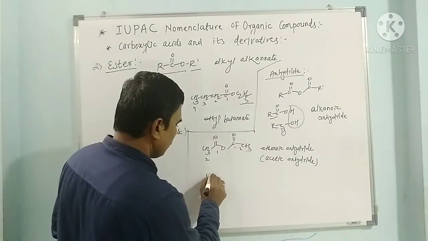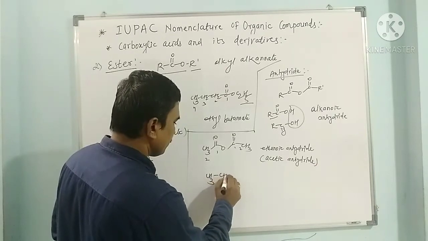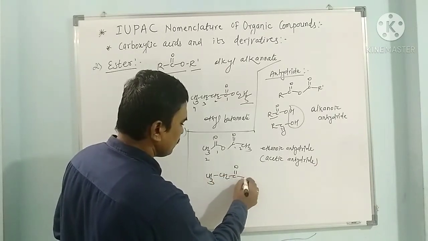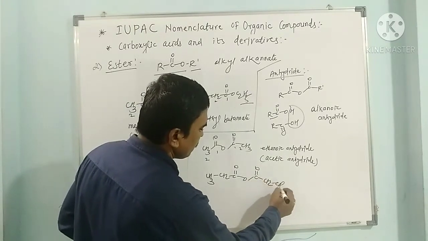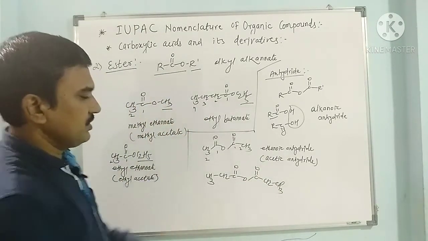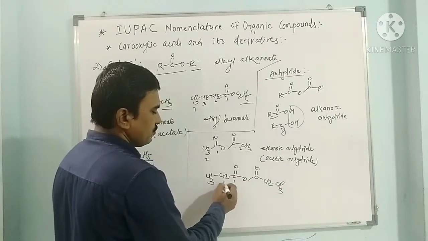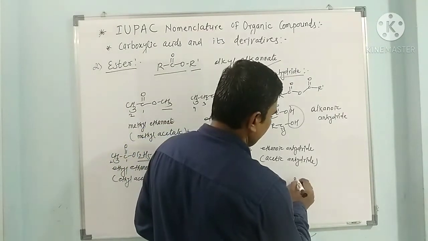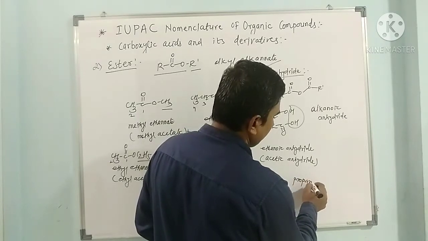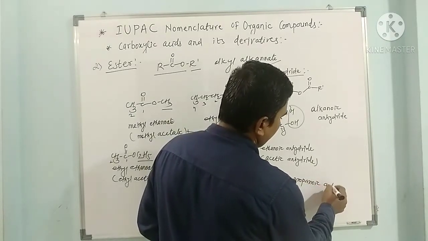If I have a propyl group here, CH3CH2CO, O, CO, CH2, CH3, how many carbons are there on both sides? 1, 2, 3. So 3 carbons are there. So it is propanoic anhydride.